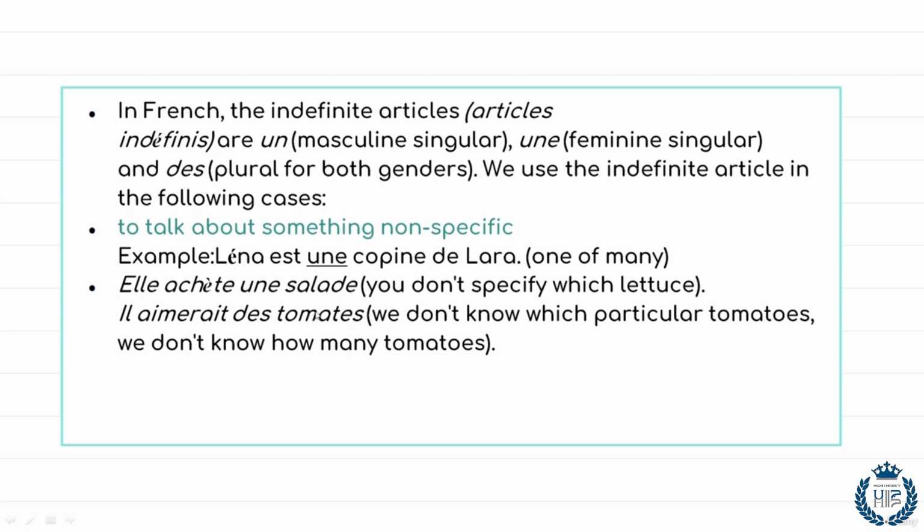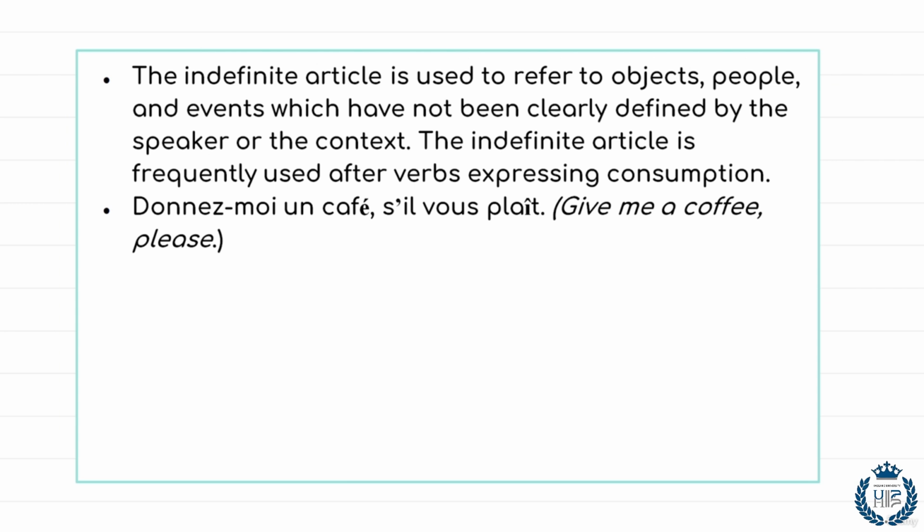Il aimerait des tomates. So, when we're saying that, we don't really know which particular tomatoes, or we don't really know how many tomatoes there are. So that's when we use these indefinite articles. The thing they have in common is that they all talk about something that is non-specified. Tomato in this case is plural, so that's why we use des tomates.